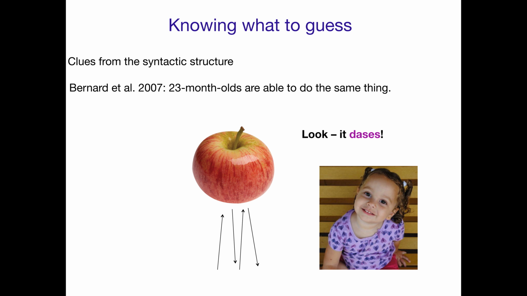And there's lots of evidence that young children are capable of doing this. So 23-month-olds are able to do the same thing. So if you see, for example, an apple and these little arrows are meant to mean that it's bouncing up and down, so it's moving, right? It's doing some kind of action. And you say, look, it dazes. Well, dazes with that little s, especially in the third person, is a signal that this is a verby type thing. And if you're able to use the syntactic structure, you should figure out that you're talking about the action that apple is doing rather than the apple itself, which is exactly what 23-month-olds are doing. Versus if you say, look, a daze, oh, you're looking for a single countable thing, which is going to be the apple here, and that's exactly what 23-month-olds figure out.